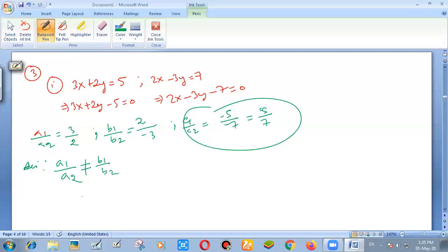Okay, clear? So write down, hence the pair of linear equations is consistent. Clear? Yes. Yes, sir. Now see the question number 2.